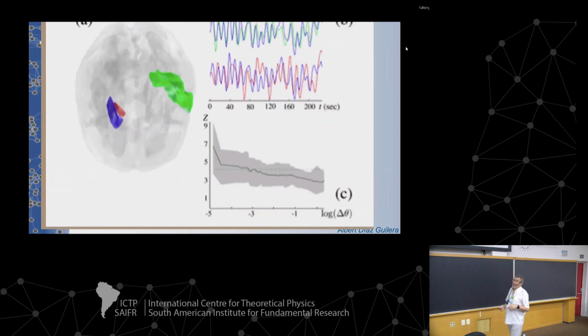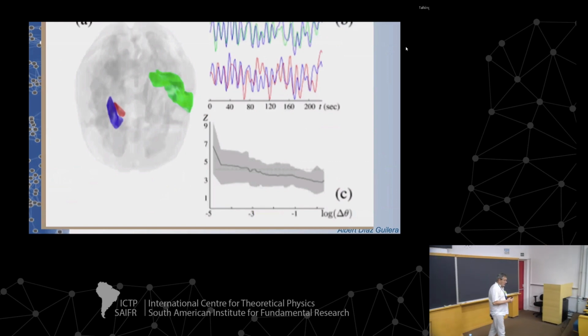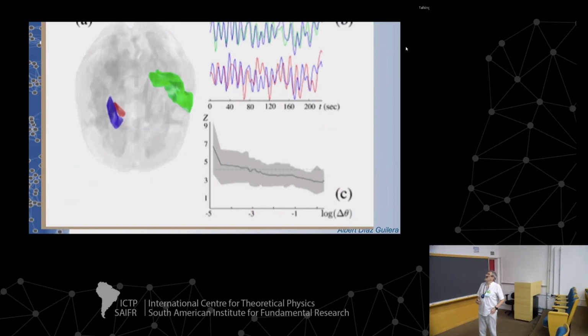And actually, we use this model to look at data in the connectome, and this is the data provided by the group of Mario.